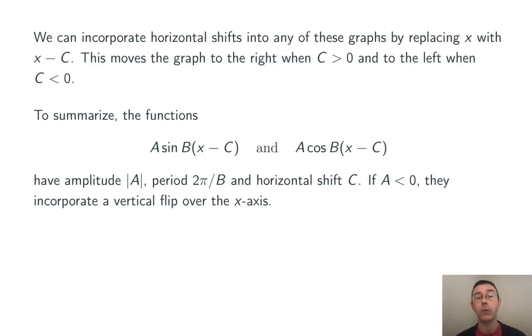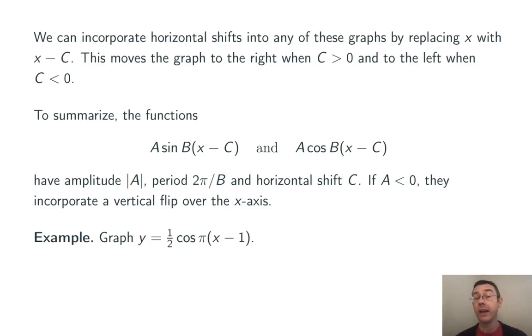If you have y equals a sine b times the quantity x minus c, or a cosine b times the quantity x minus c, you get an amplitude of the absolute value of a, a period of 2 pi over b, and a horizontal shift of c, being to the right when c is positive and to the left when c is negative. If a is less than 0, the graph also incorporates a vertical flip over the x-axis. Let's wrap up by doing one complete example.